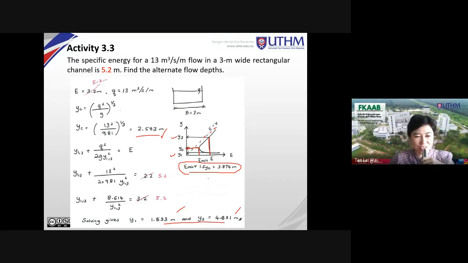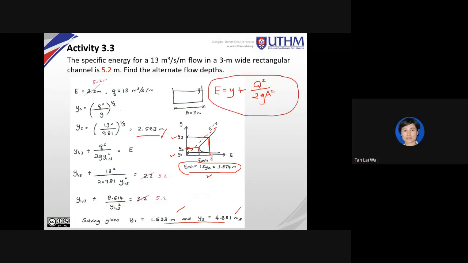Now, essentially, I'm going to explain this. E equals 1.5 yc only applies to a rectangular channel. I'm going to show the simplification later. For all other sections, including rectangular channel, you have this expression: E equals y plus Q squared over 2gA squared. This applies for all sections, including rectangular channel.